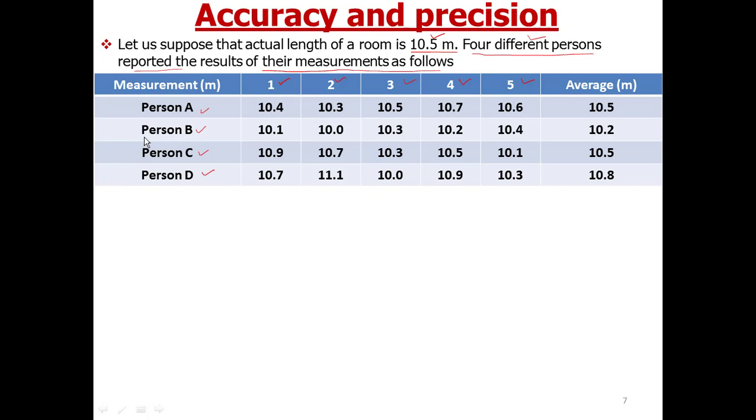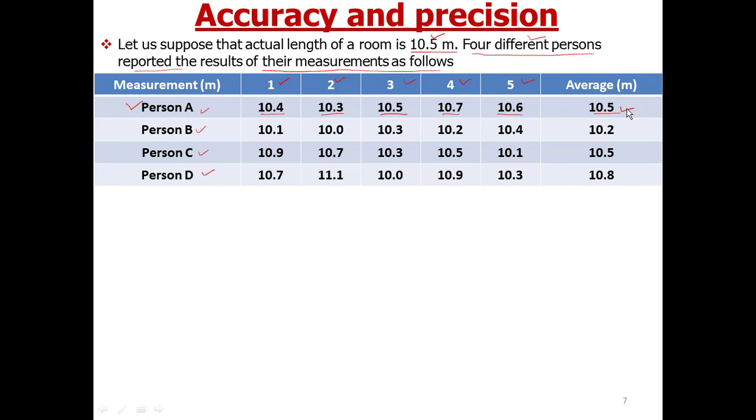So let us first look at the results of person A. Person A reports that in his first measurement the length of the room is 10.4, in his second measurement 10.3, in the third 10.5, in the fourth 10.7 and fifth 10.6. Now if we take the average of these values, it will be 10.5. The average can easily be taken by adding these numbers and dividing by 5 because he has done 5 measurements.